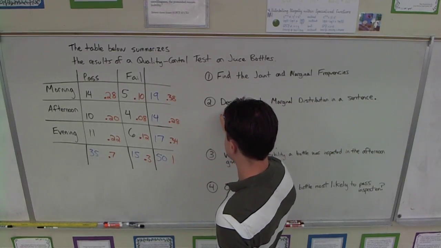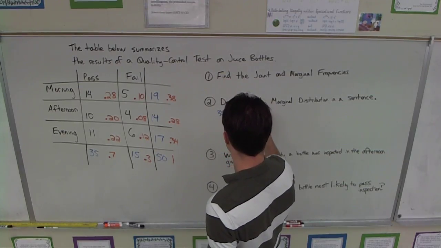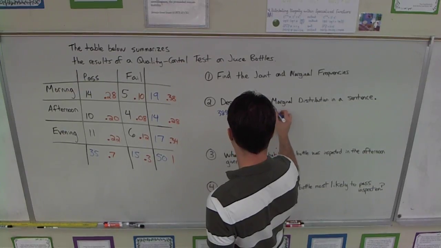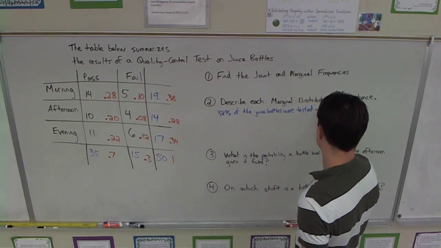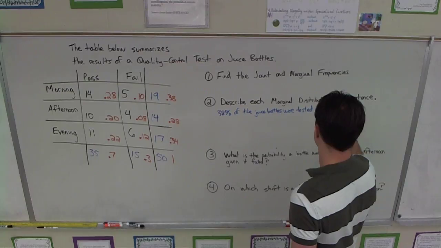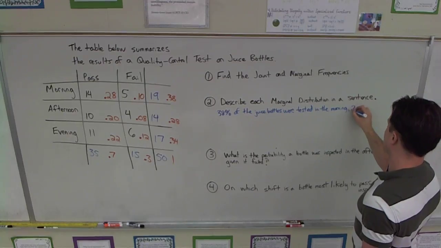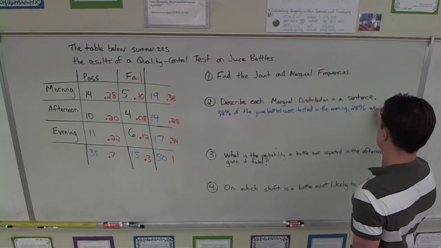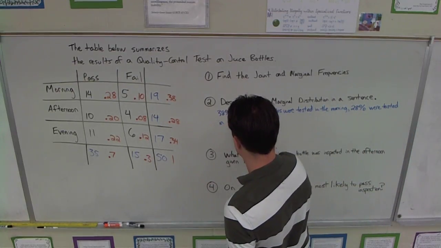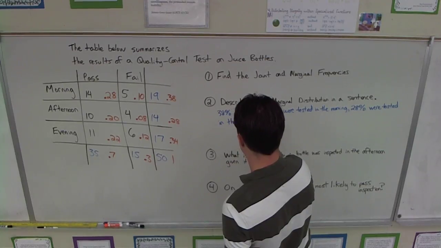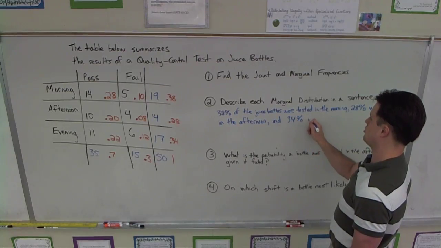So I'm going to say 38% of the juice bottles were tested in the morning. Then finish out the rest of the distribution. 28% were tested in the afternoon. And 34% in the evening.